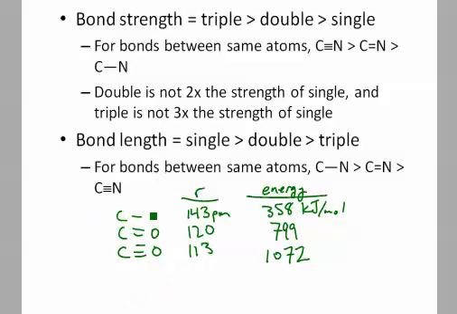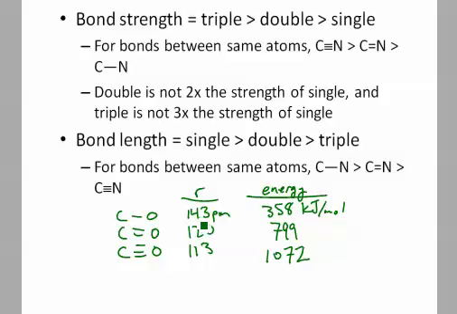So for example, carbon-oxygen bonds can be single, double, or triple. Okay, and here is the covalent bond distance, the bond length. For the single bond, it's 143 picometers. It's 120 for that double bond and 113 for that triple bond.